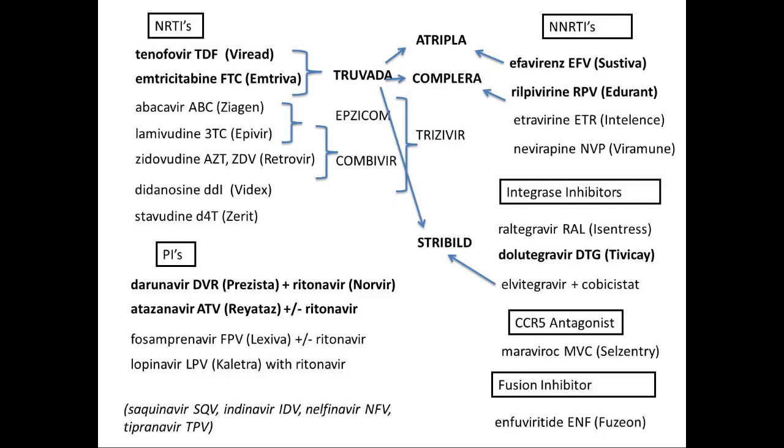So these are, again, historical relics. Those are the old PIs. We don't really use them anymore, and I don't even think they're on the boards anymore, but just so you know if someone mentions them. Your CCR5 antagonist, maraviroc, dosing depends on your other antiretrovirals, and fusion inhibitors, which I have not seen used, but that would be really last resort.